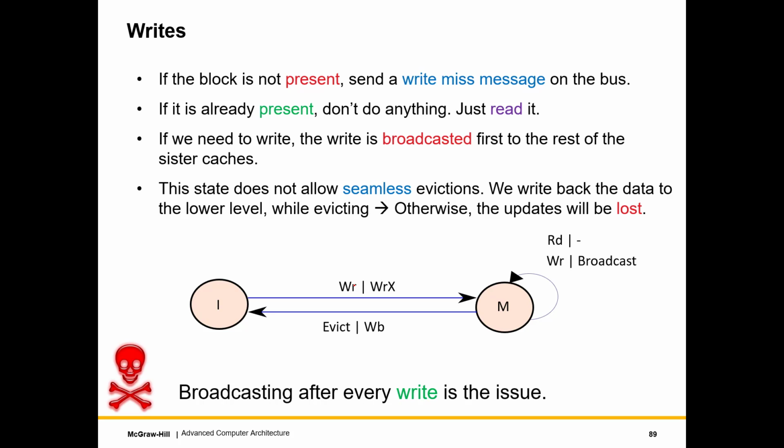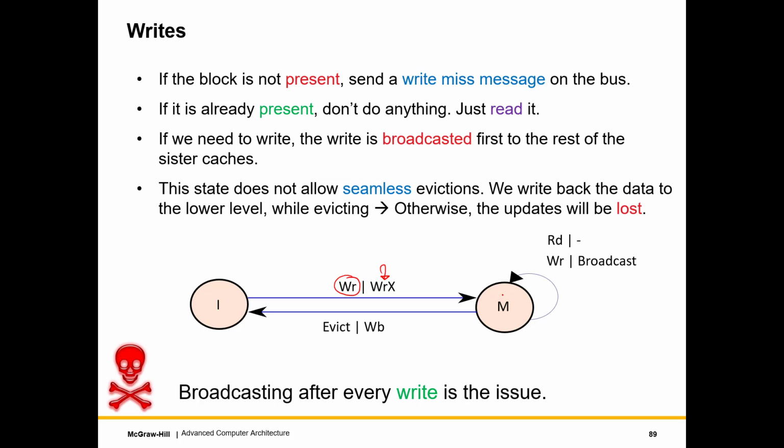So now let us come to writes and let us look at the same I to M transition. In this case, if the block is not present, I send a write miss message on the bus, indicating that I would like to write. And of course, some other cache needs to reply within a finite period of time. Otherwise, I read it from the lower level.